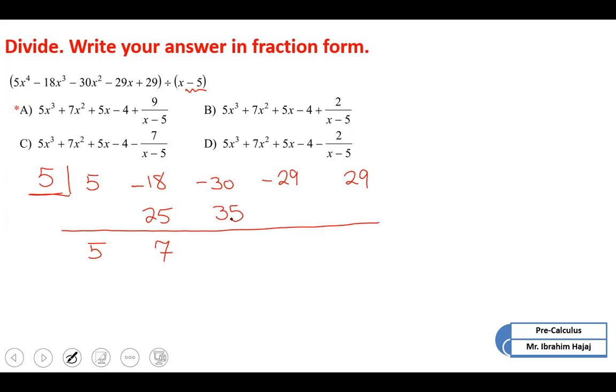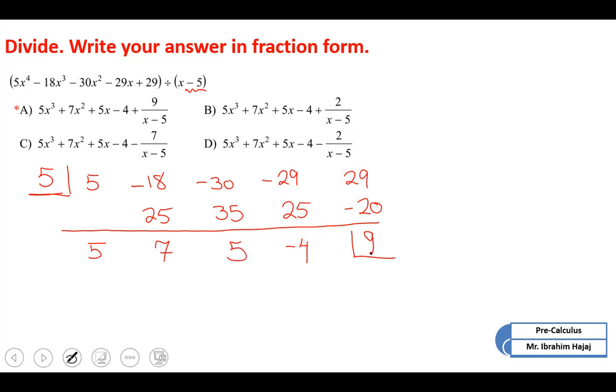When we add, it gives us 5. 5 times 5 again is 25. When we add, now it gives us negative 4. Negative 4 times 5 equals negative 20. Okay, negative 20. When we add up here, it gives the remainder. The remainder here is 9.